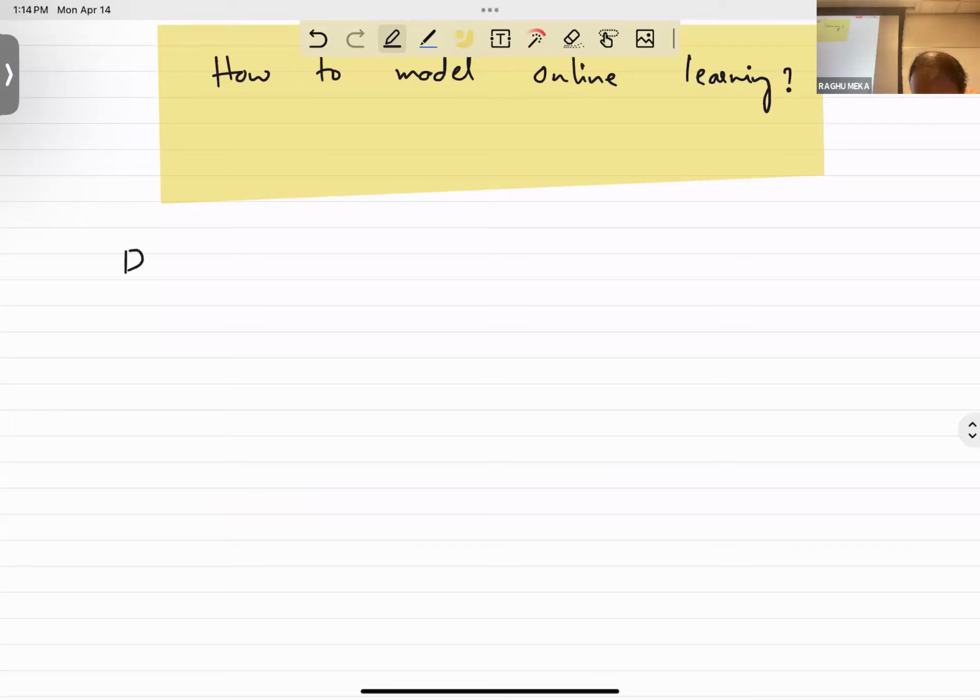But just to kind of understand the interaction that we are having. So on day one, you see some example X, right? This is like your X, and then there is a label, right? That you are trying to predict.